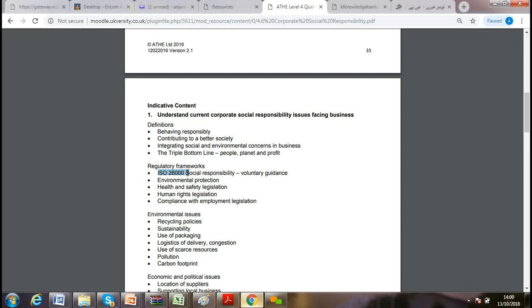Health and safety legislation is a responsibility of the organization. The Health and Safety Act 1974 in the UK gives us a responsibility. We need to protect ourselves and provide a safe environment to our workers and our stakeholders.